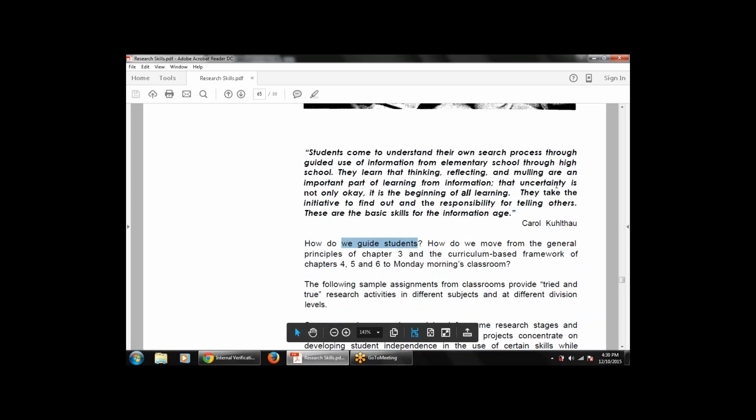So how do we guide the student? That is, how do we guide the student? What are the various activities going on to guide the student? Those are the steps to guide the student.